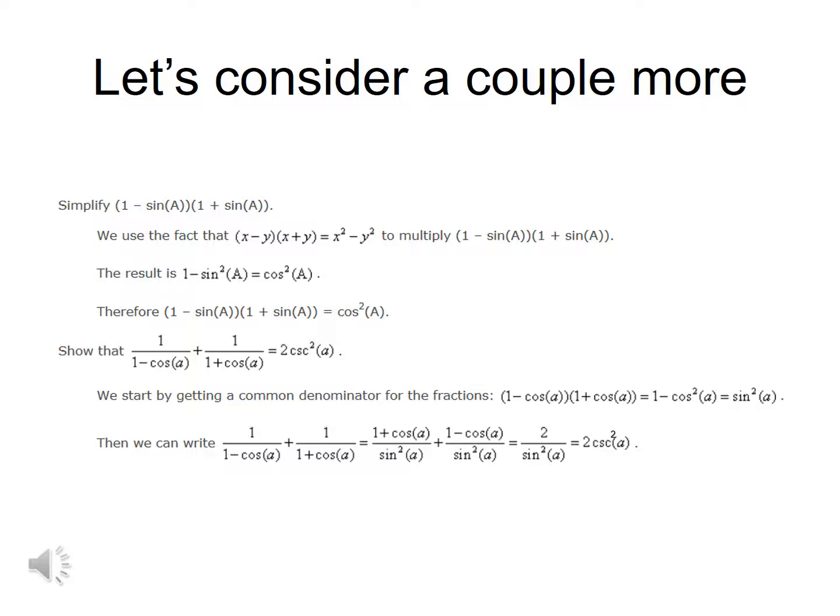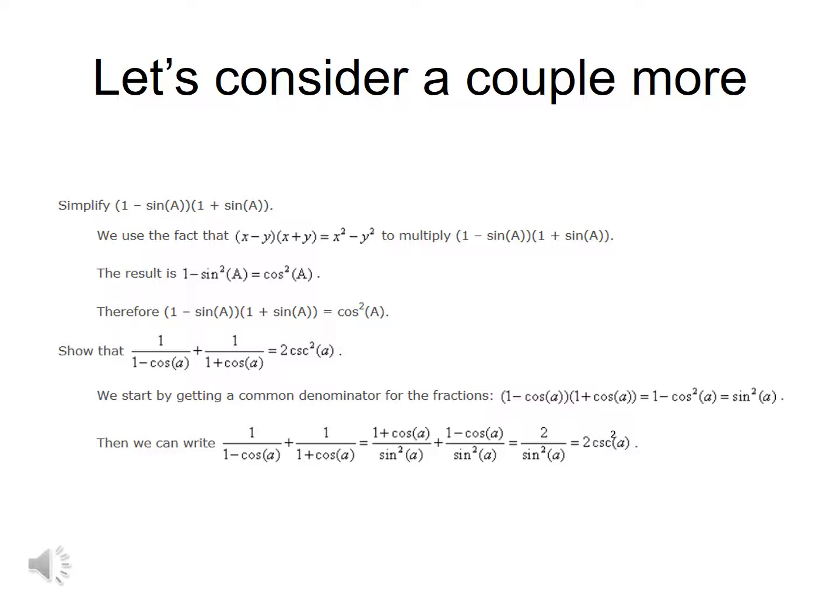1 over 1 minus cosine of a plus 1 over 1 plus cosine of a equals 2 cosecant squared a. So we want to verify that this identity exists. You work with the more complicated side and try to condense and simplify it to equal the right side. To do that, we need to have a common denominator, and it's just going to be the combination of both of these, which means you're going to have to multiply each one of these fractions by the other.